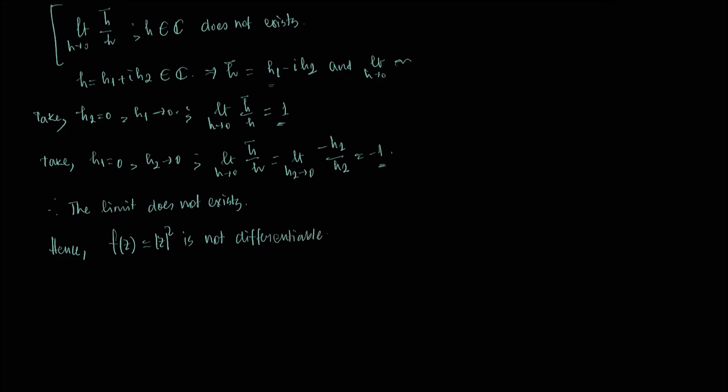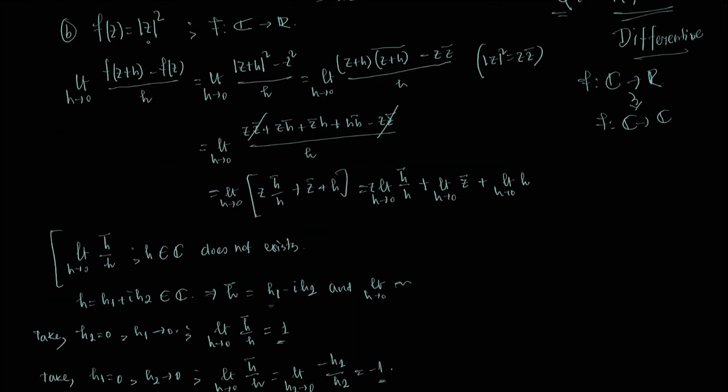Okay. Now, I want to pose a question here. Question: is f of z equals mod z square differentiable at 0? Essentially what I am asking is this. Of course, if z is non-zero, this is always true. That's not the point.